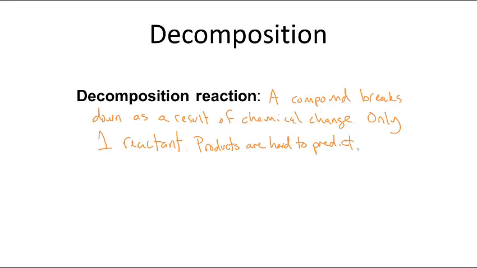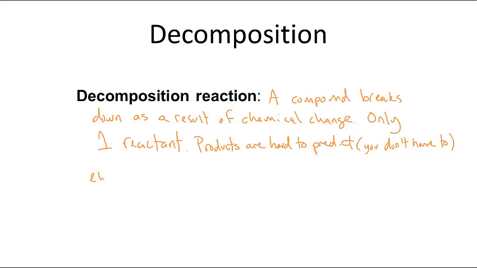All right. So in combination, it was very easy. You could just use ionic charges, or in the case of molecules coming together, you can use Lewis dot structures and your octet rule to figure out what the products are. Here, it's much harder to figure out what the products are going to be. So you don't have to. We will tell you.